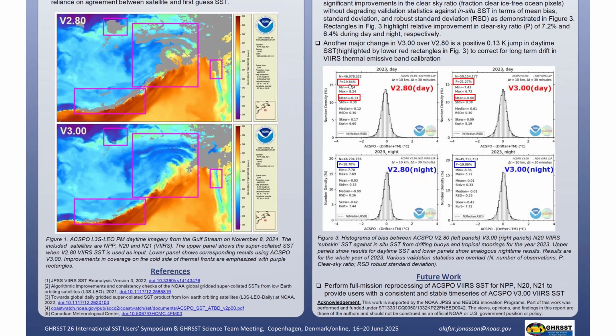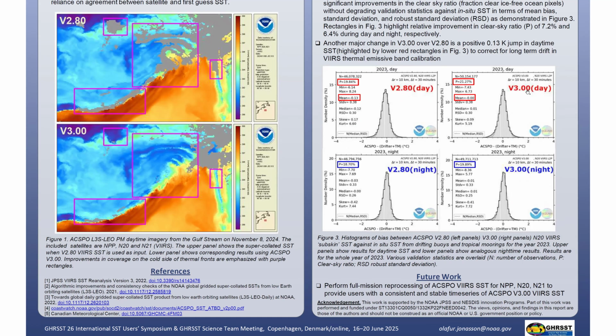Figure 3 shows, in the top panel, histograms of mean bias against in situ SST from drifters and tropical moorings. The bottom panel shows the corresponding nighttime results, and the left panels are version 2.8 and the right panels are 3.0. If you just look at the daytime results, you can see in a rectangle here that the clear sky ratio is 19.84% with 2.8, and now it's up to 21.27% in version 3.0.